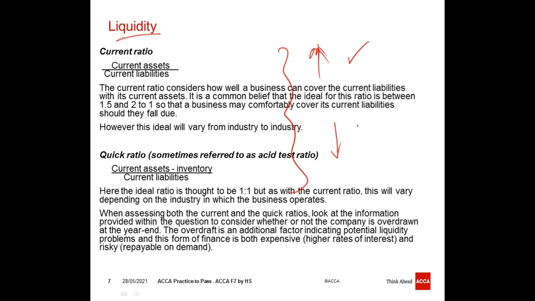But you need to see whether the decrease in the current and the quick ratio is avoidable or acceptable or not. If the decrease is not acceptable, that means the business is having a serious liquidity problem which can affect its going concern as well. Similarly, if there is a substantial increase in the current and quick ratio as compared to the previous year or industry average, then it means it's a misuse of assets.